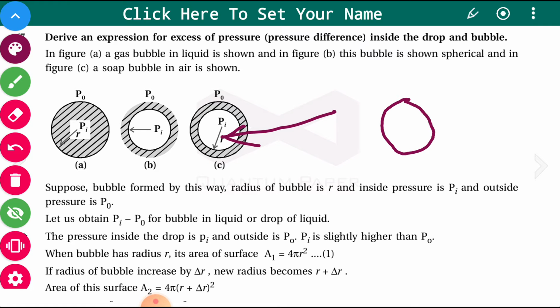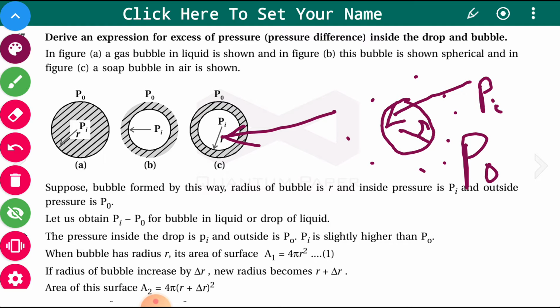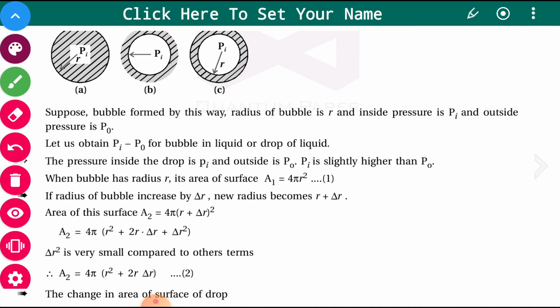Suppose a bubble is formed this way, and the radius of this bubble is r. The pressure inside is Pi, and the pressure outside is Po. So Pi minus Po will be the pressure difference that we want to calculate, because the inside pressure will always be more.